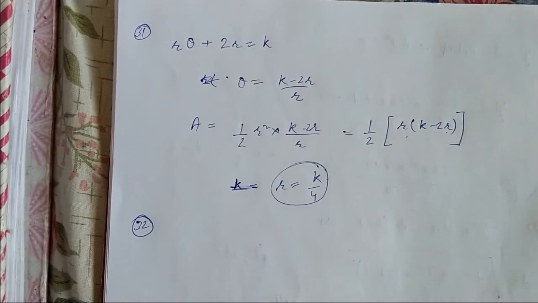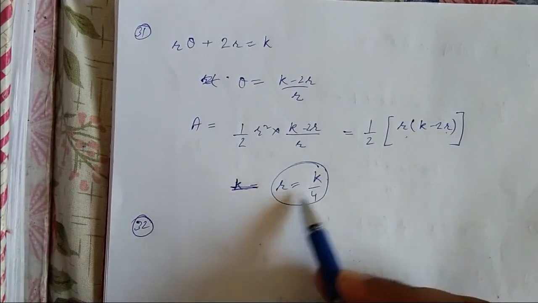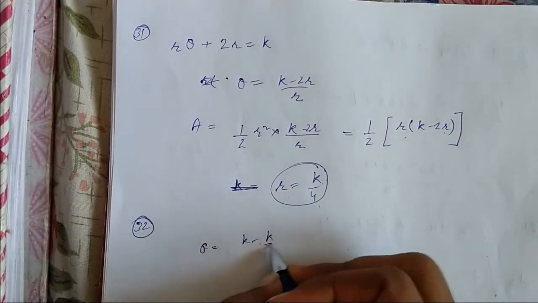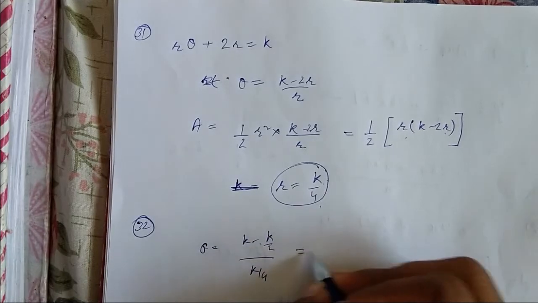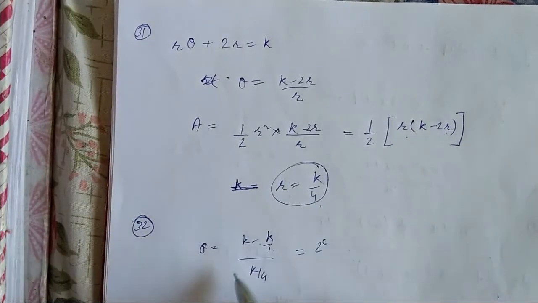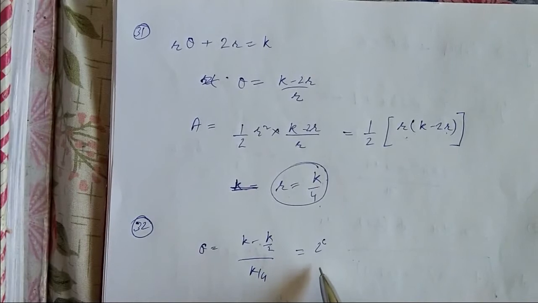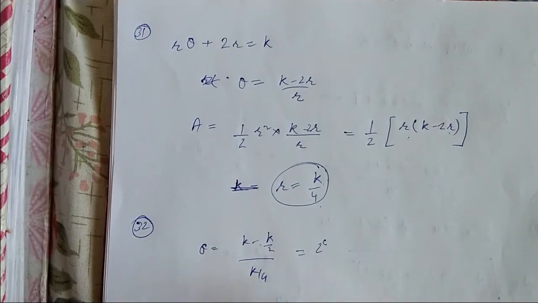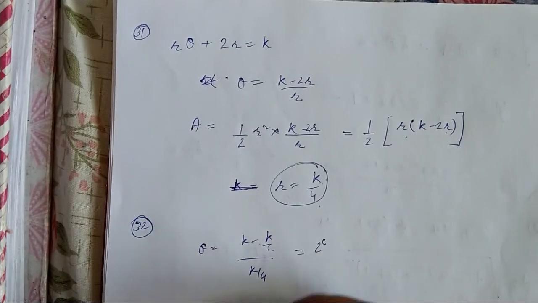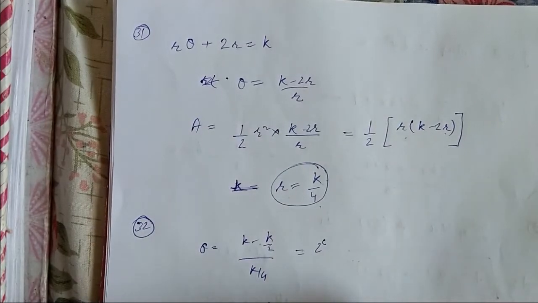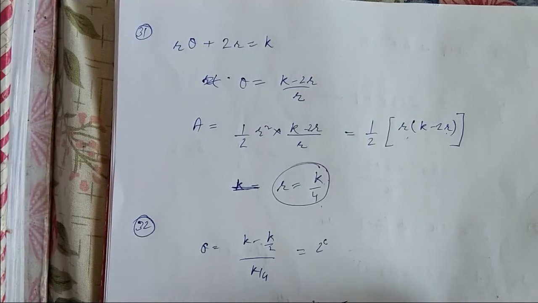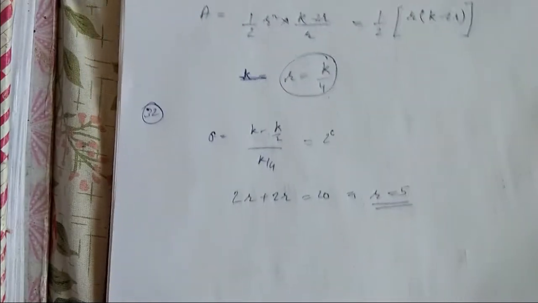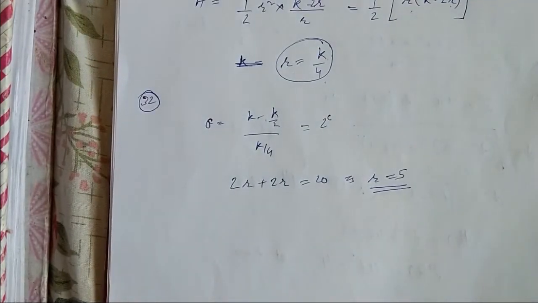So from the above example we can see that r is equal to k by 4, and hence theta would be k minus k by 2 upon k by 4, which is 2 radians. Hence the area of the sector would be maximum given the fixed perimeter when theta is 2 radians. Hence 2r plus 2r is equal to 20. This implies r is equal to 5 and we can calculate the area. Okay, moving on to the next question, question number 33.